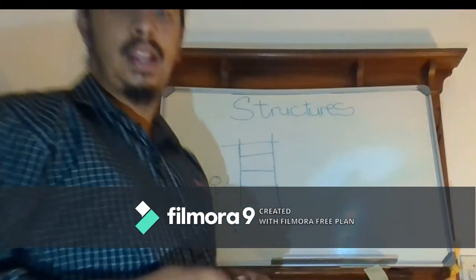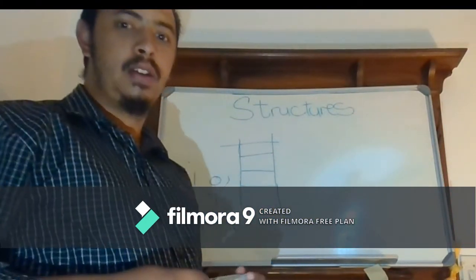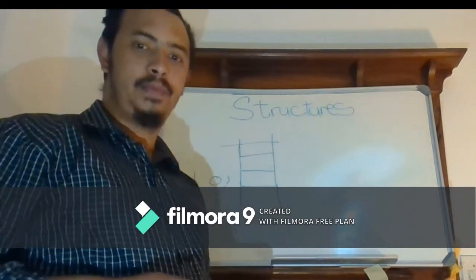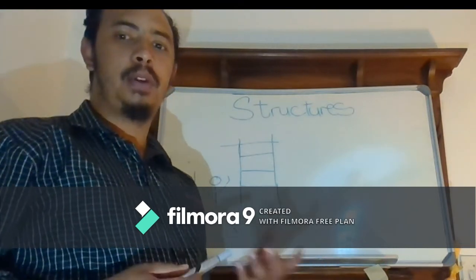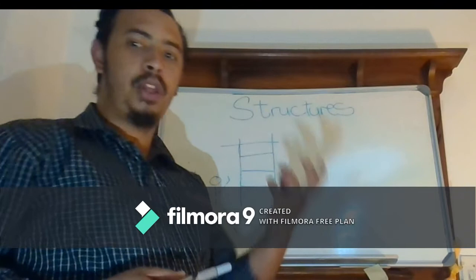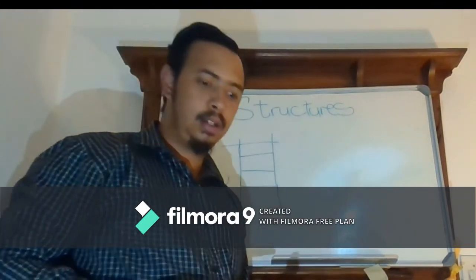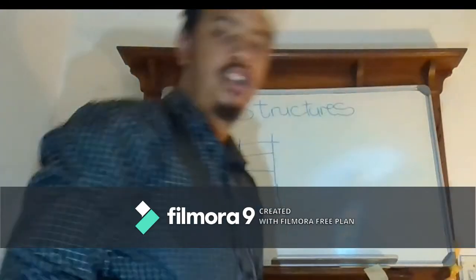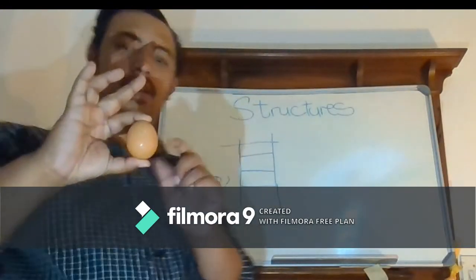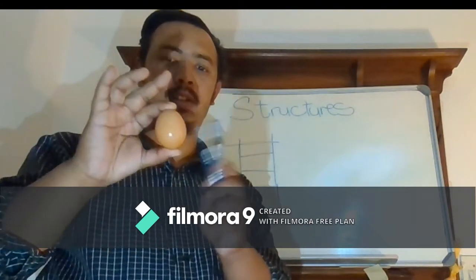Next up, we're looking at shell structures. So it's in the name. A shell structure is there to protect. It's something hard on the outside and it protects something soft on the inside. So the most common example we can use is an eggshell. Hard on the outside, but soft egg on the inside.